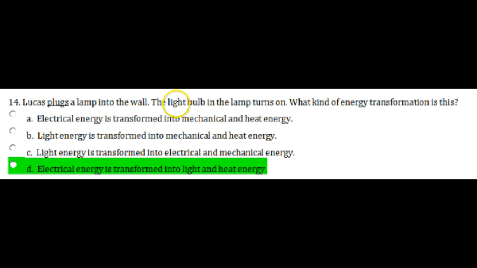And then it says the light bulb, ding, ding, ding. The light bulb in the lamp turns on. Well, electrical energy is transformed into light and heat. Electrical energy is transformed into mechanical and heat. Now, if this said a fan turned on, you would pick this one because mechanical would be in a fan because it's motion making the blades move. But this said light, and so this is our only best answer because light was one of our choices.